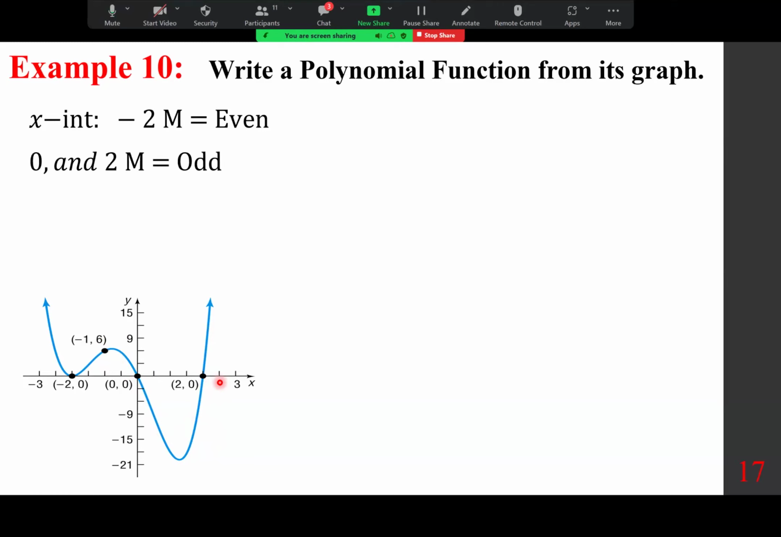And then we have 1, 2, 3 turning points, or peaks and valleys, or max and min. There are 3 turning points. n must be at least 3 plus 1, or 4.